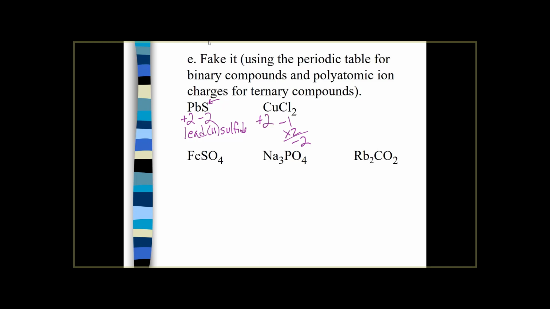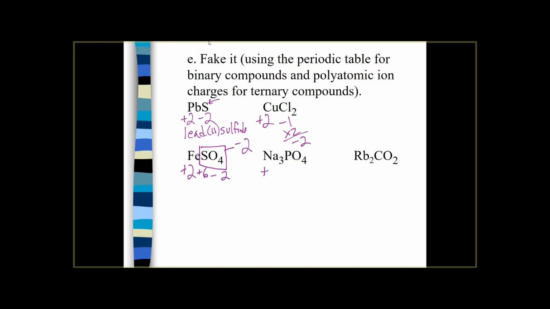And next we come to iron sulfate. But is it iron 2 or iron 3 sulfate? I can look up this sulfate polyatomic ion, and I see that the charge of it is a -2. So that tells me the charge of the iron. My iron is a +2. So this is kind of the fake it till you make it, using those polyatomic ions to help you. And then I can fill in the oxidation numbers for the sulfur and the oxygen.